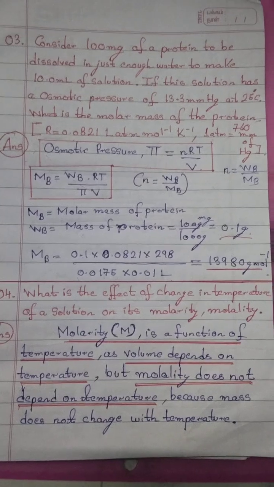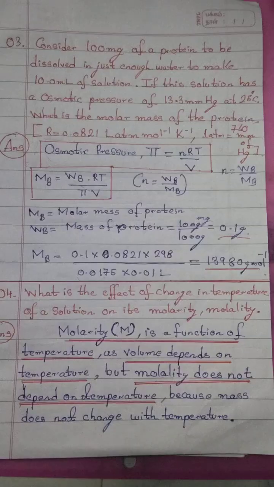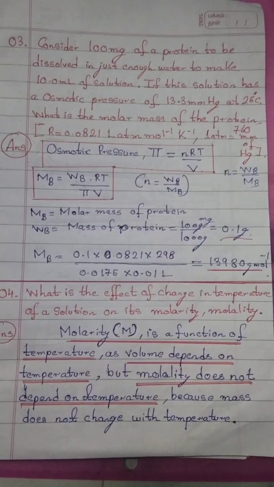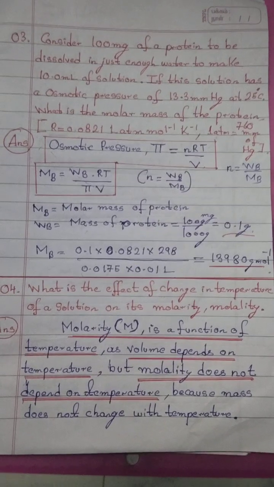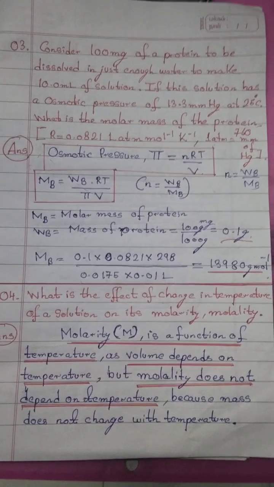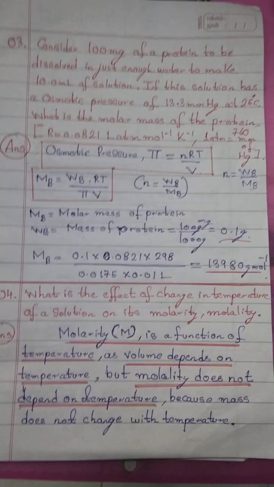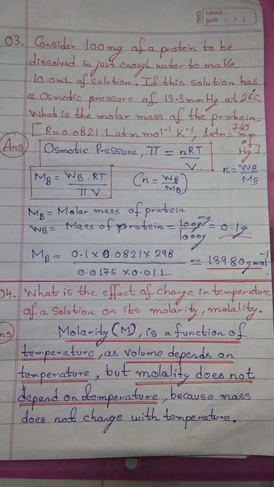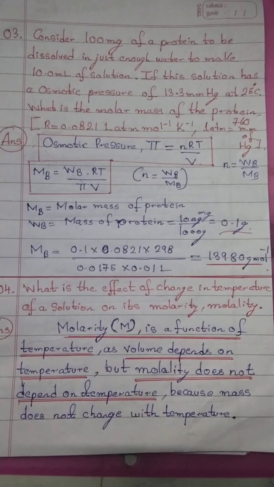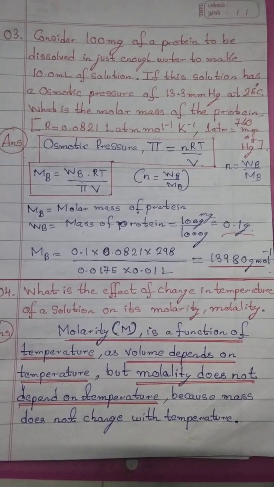Osmotic pressure, by the formula, it is also one of the colligative properties, pi equals nRT by V. n refers to number of moles, R gas constant, T temperature, V volume. Pi equals osmotic pressure. We know that n we can use the formula Wb by Mb. Wb refers to mass of the non-volatile solute. Mb refers to molar mass of the non-volatile solute.